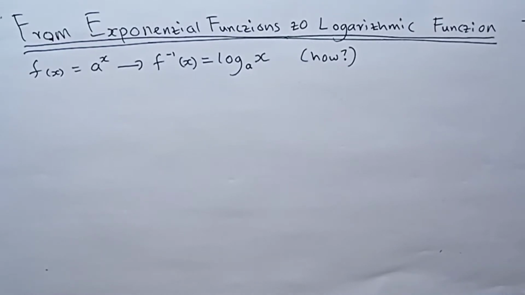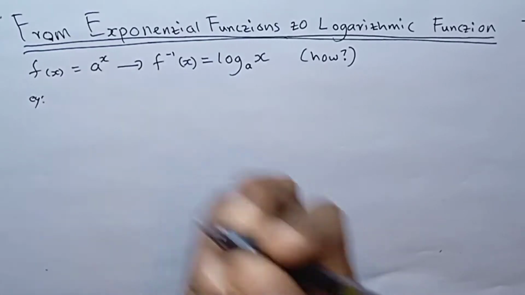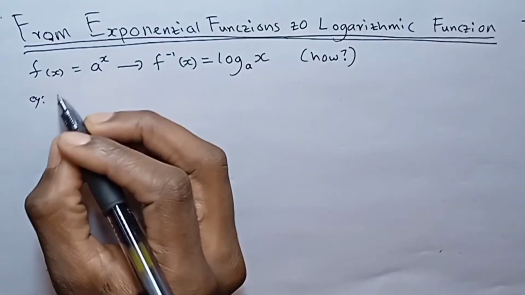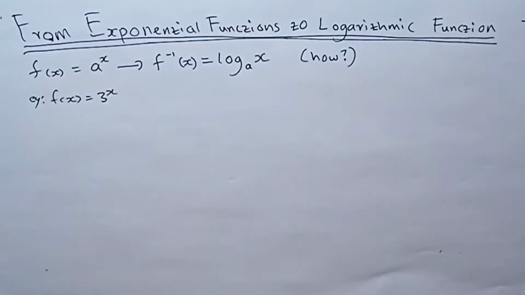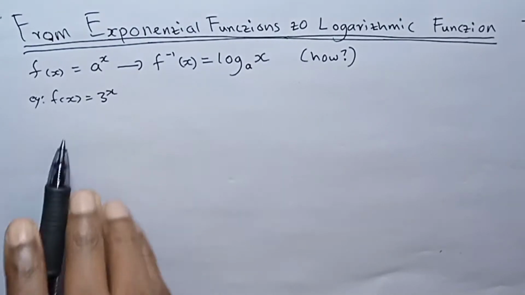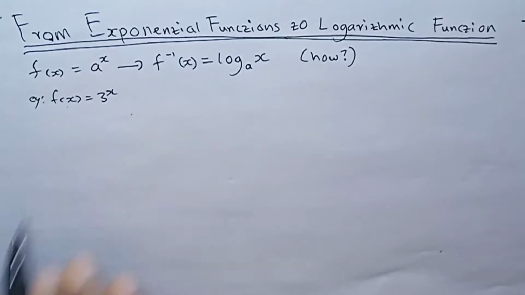So now, if they gave you a question like this, let's say they gave you an example, like f of x is equal to 3 to the exponent x, right? And they tell you to find the inverse function of this exponential function. If they tell you that, then you're going to have to follow just 5 steps.